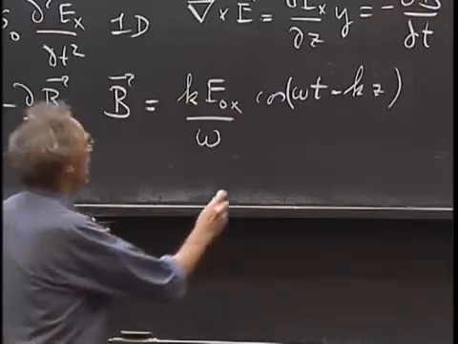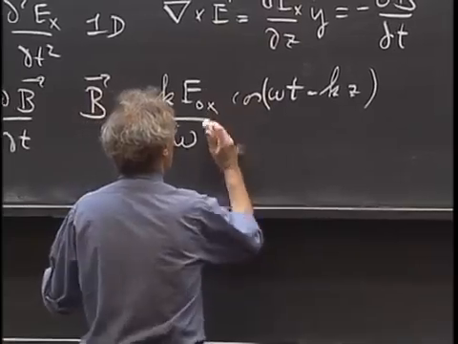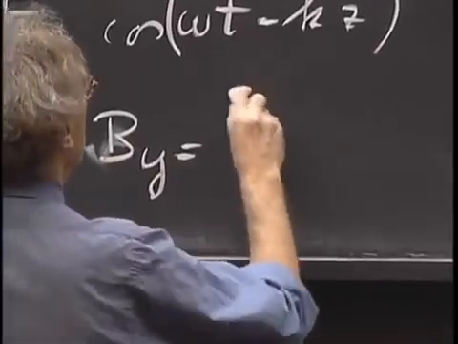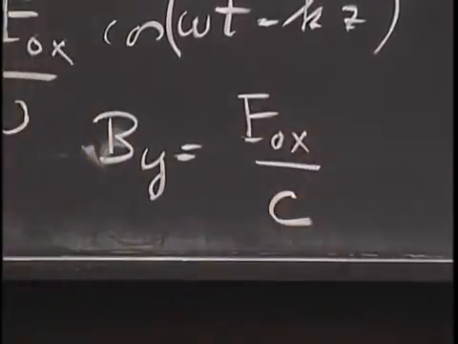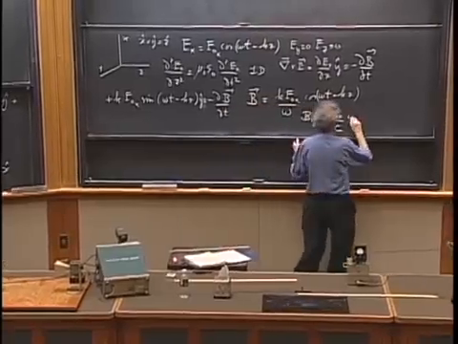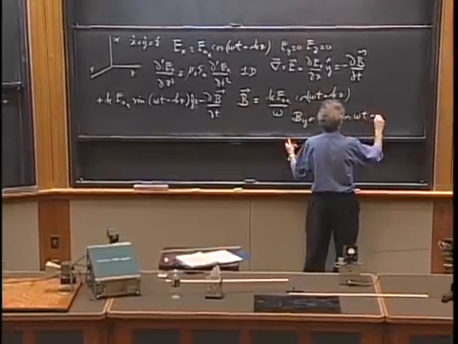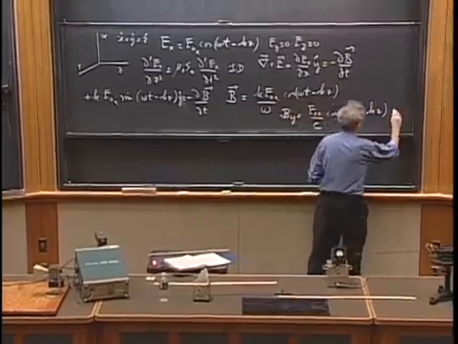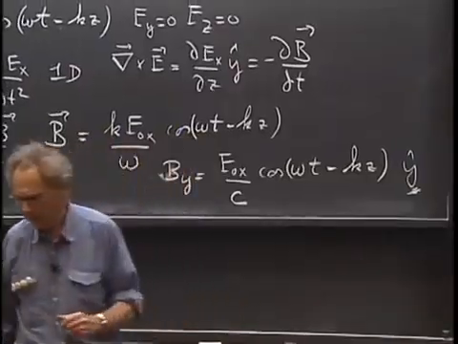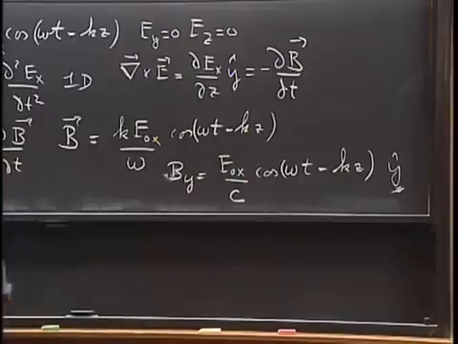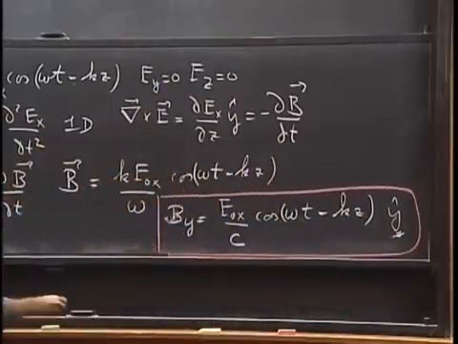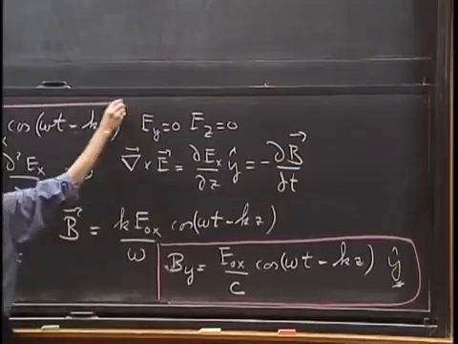And so I can also write this now, that B in the y direction, to indicate that it is in the y direction, E0x divided by c, because omega divided by k is c, times the cosine omega t minus kz. And just to remind you, here is your y again. But of course, the By already indicates that. And so now you have found the B field that is associated with this E field.